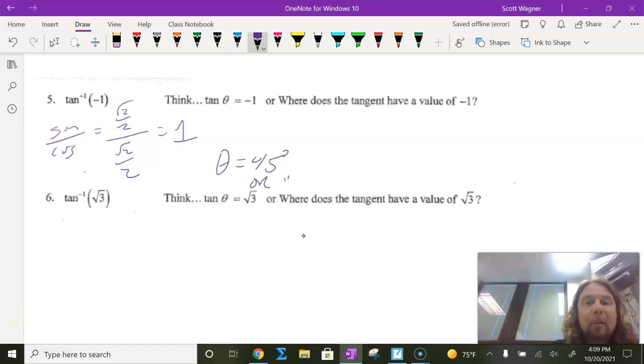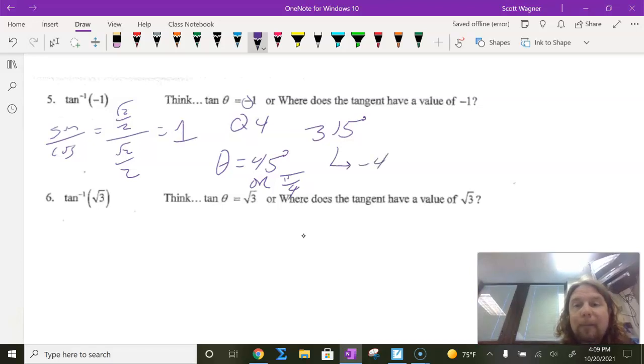Or you can think of that as pi over 4, but it's a negative. Bummer, it's a negative. So I got to be in quadrant number 4, not in quadrant number 1. So the angle that's associated with quadrant 4 for 45 degrees is 315 degrees. But I got to be between negative pi over 2 and positive pi over 2. So really it turns into negative 45 degrees. Or you can think of that as negative pi over 4.